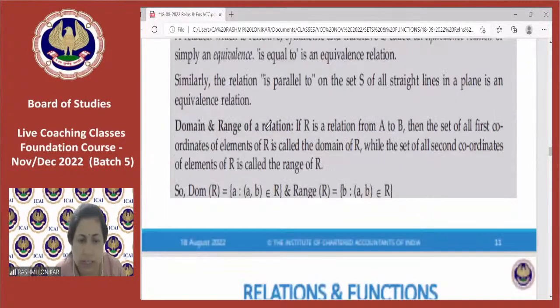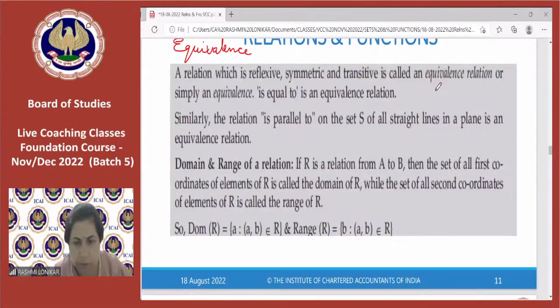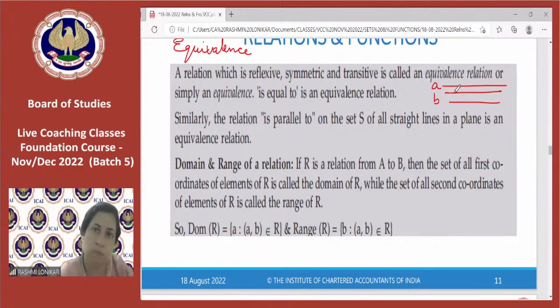Let us take this example of parallel lines. Is A parallel to itself? Yes. Is A parallel to B? A parallel to B. Does it mean B is parallel to A? Yes. If one line is parallel to another line, doesn't it mean the other line is also parallel to it? Yes. Now, if A is parallel to B and B is parallel to C, won't it imply that A is also parallel to C? Yes. So we say this is an equivalence relation.